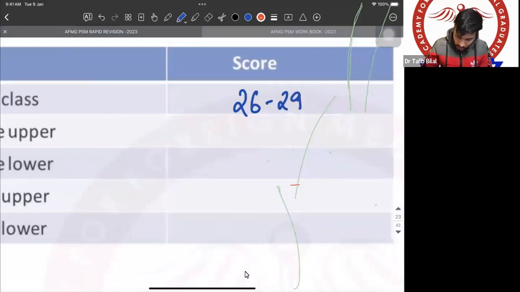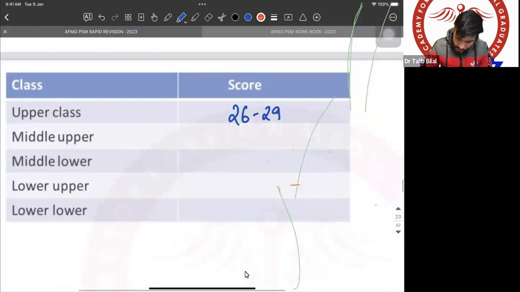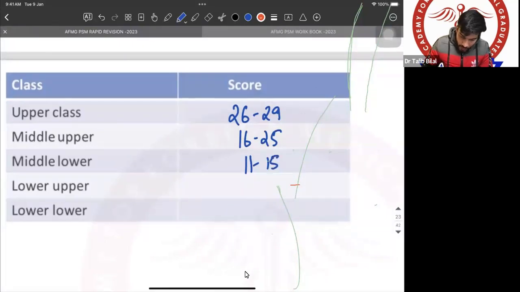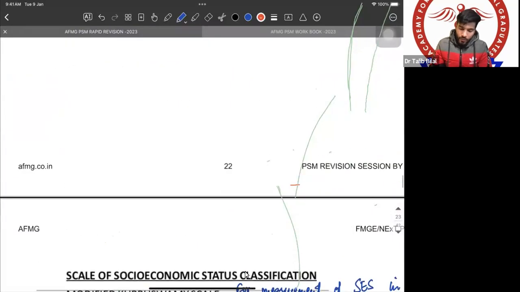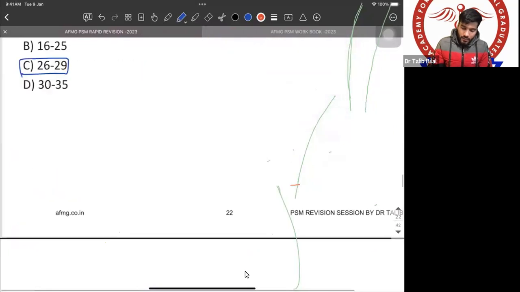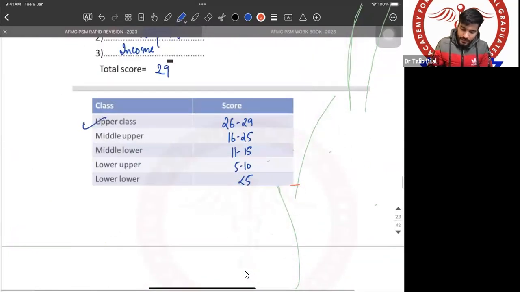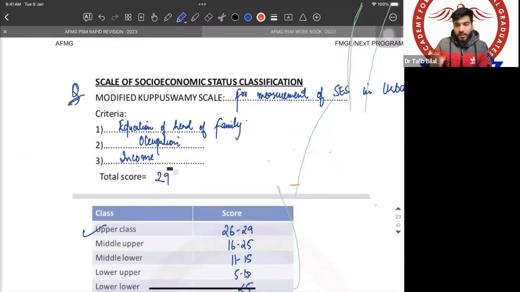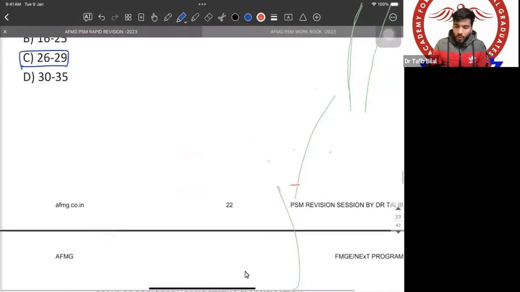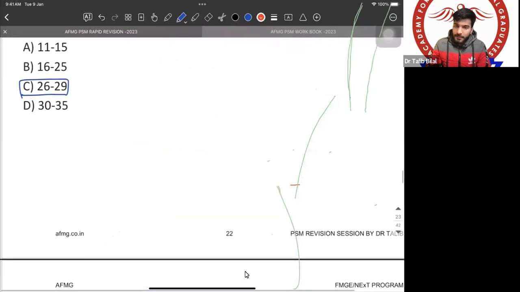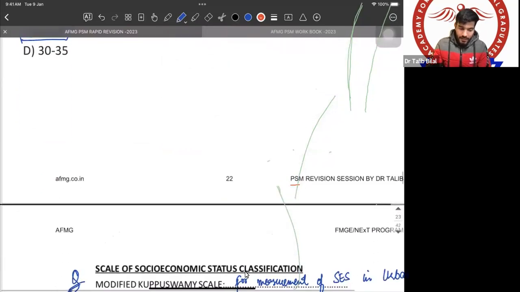Now, guys, the score of the upper class is 26 to 29. The score of the middle upper is 16 to 25. Middle lower is 11 to 15. Lower upper is 5 to 10. And lower is less than 5. So what was the question, guys? Upper class score. The upper class score is 26 to 29. Remember the criteria, these three things. So that's about the Kuppuswamy scale. Is that clear, everyone?